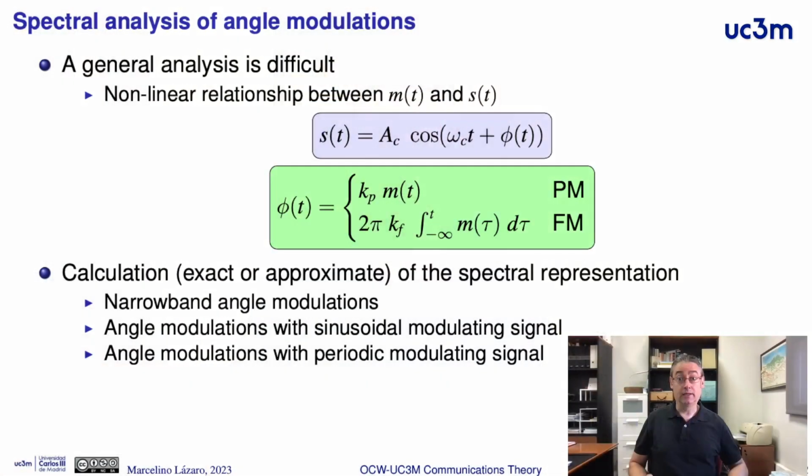In general, the spectral analysis of angle modulations is difficult. It's difficult because of the nonlinear relationship between the information that we transmit, m of t, and the modulated signal s of t. Because of this, only a few cases can be analyzed. One of these cases is angle modulation where the modulating signal is a sinusoid. And this is the case that we are going to analyze in this video.